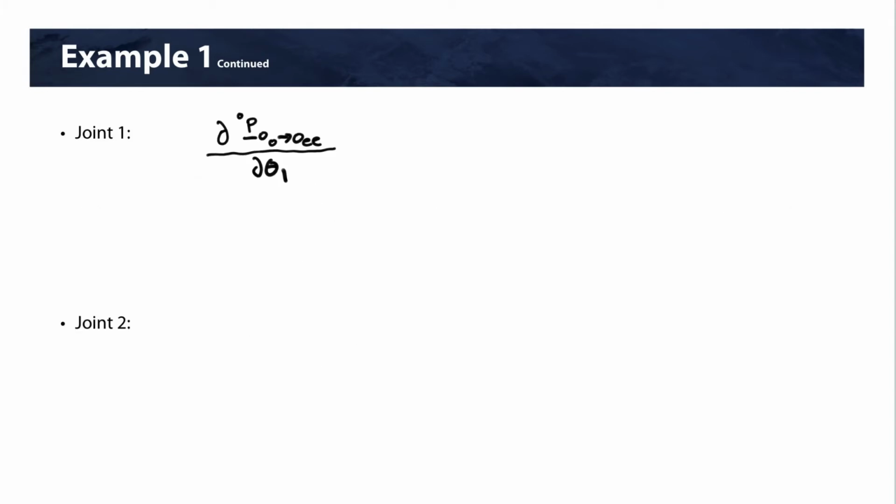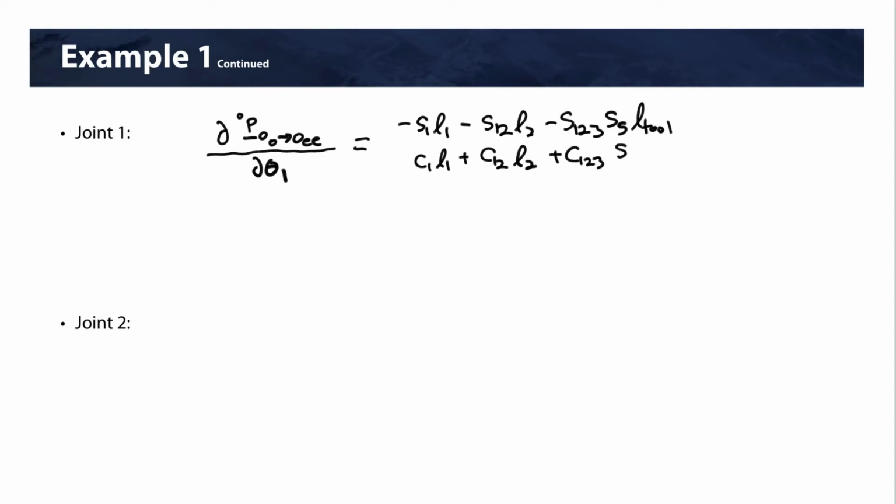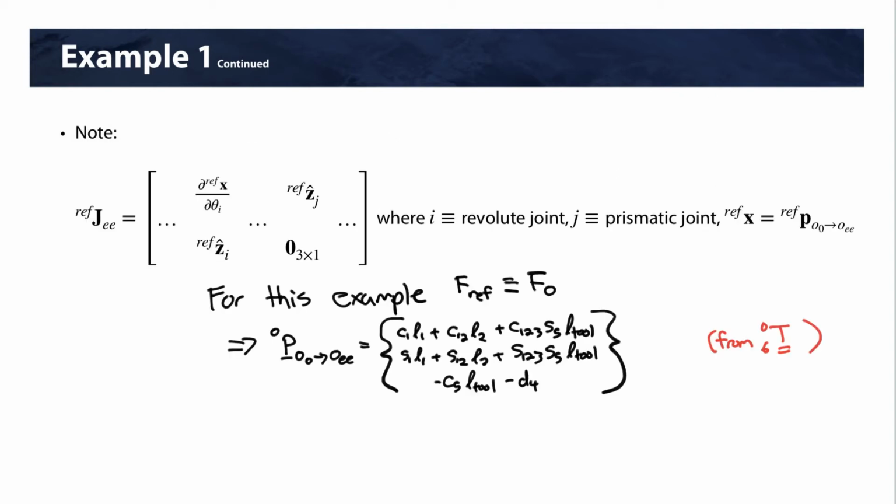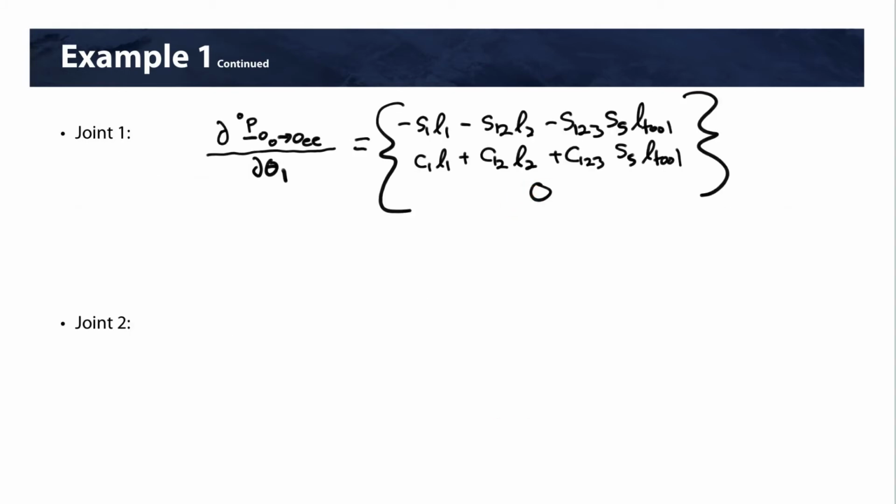If you do that, you're going to get minus S1L1 minus S12L2 minus S123 S5L2. We're going to get C1L1 plus C12L2 plus C123 S5L2. And then our last one will be 0, because if you look at our expression here, there's no theta 1 term in there. That's our partial derivative.